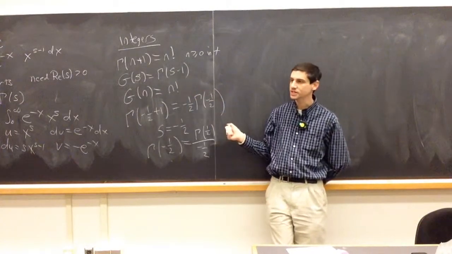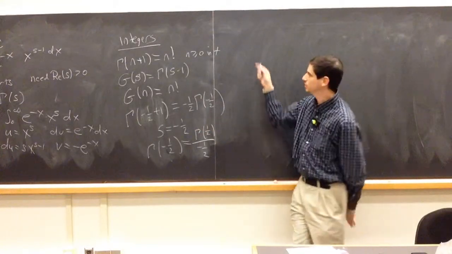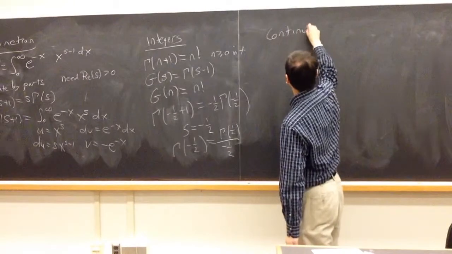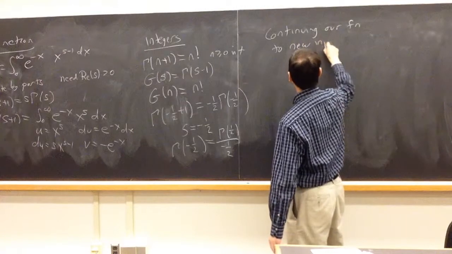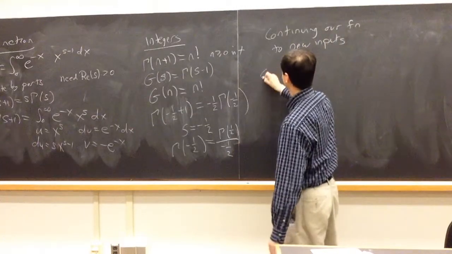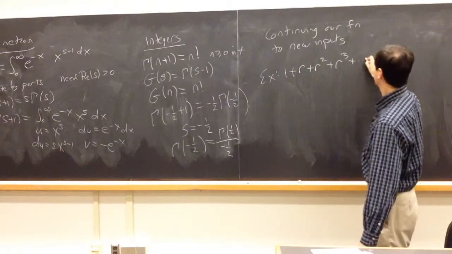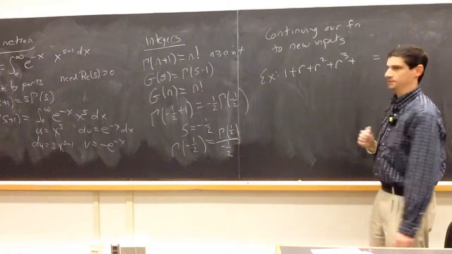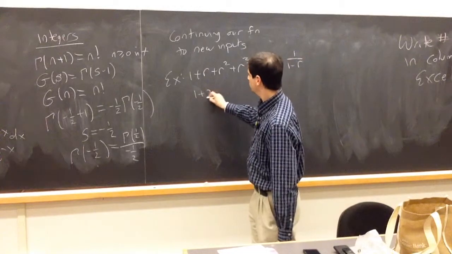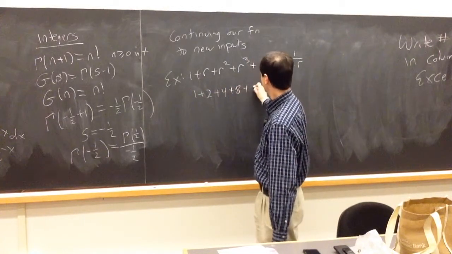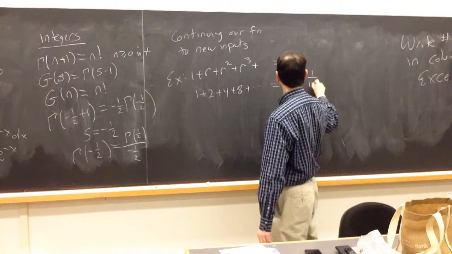For most of what we're doing in this class, we won't need this. But it's nice to know this is called analytic continuation. So we're continuing our function to new inputs. We have seen something like this before. When we had 1 plus r plus r squared plus r cubed plus ..., this was 1 over 1 minus r. Now if I take r equals 2, is 1 plus 2 plus 4 plus 8 equal to 1 over 1 minus 2, which is negative 1?